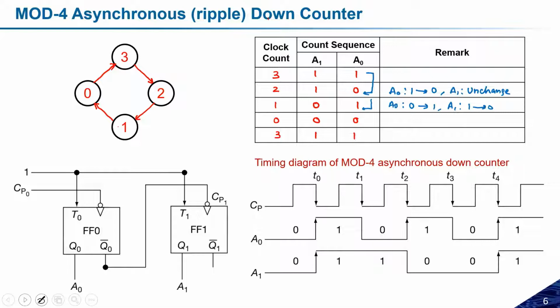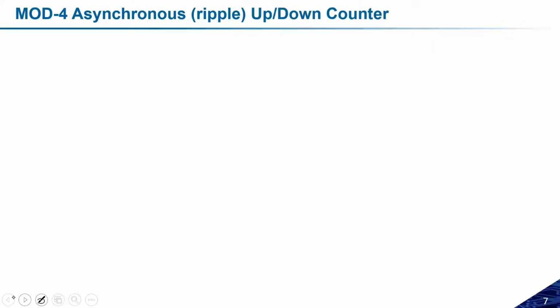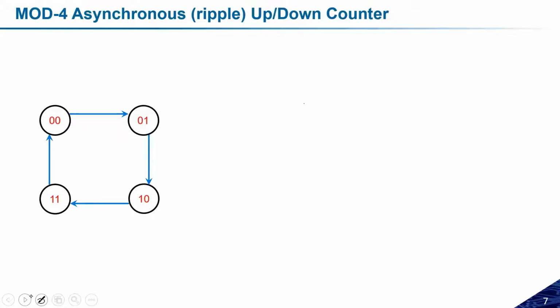Let us try to make an up-down counter, a single circuit that can act as an up counter as well as a down counter. So how can we make that? Let us try to see. Suppose I have a sequence like 00, 01, 10, 11 and then 00. If the pattern is like this, this kind of sequence is the up counter.